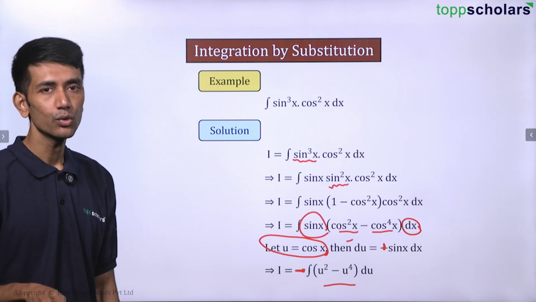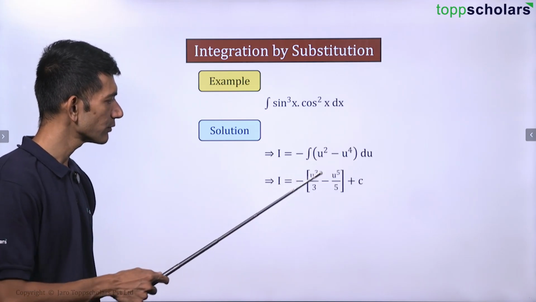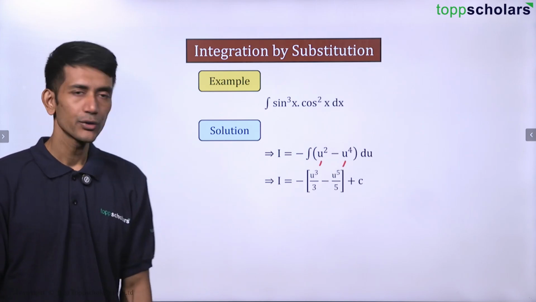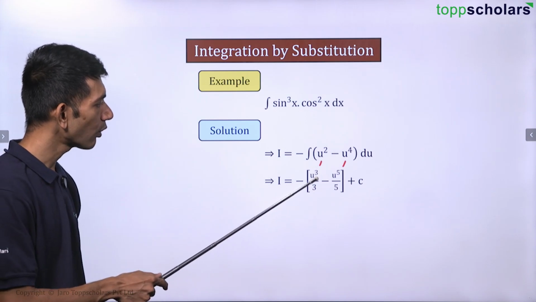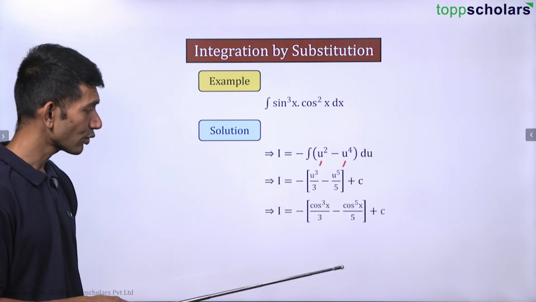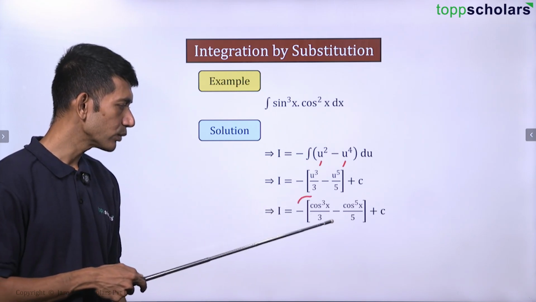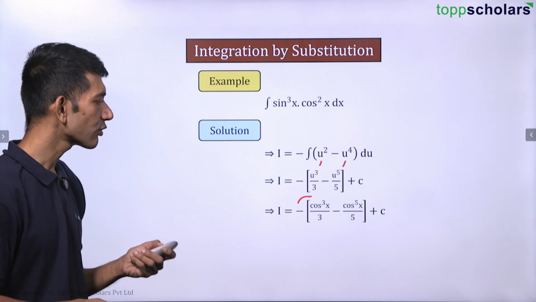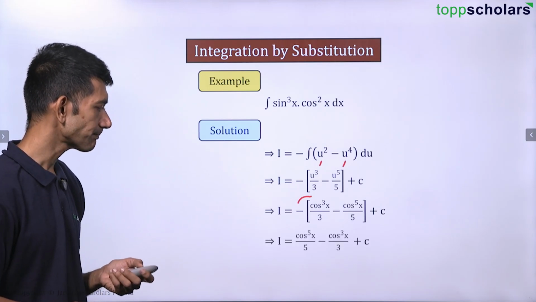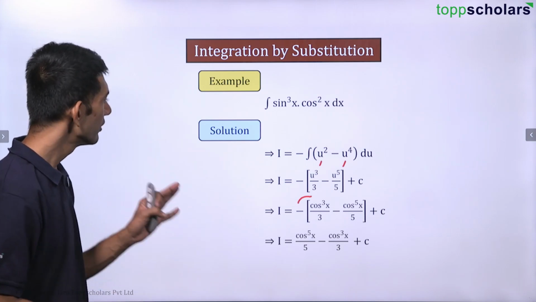U cube by 3, u raised to 5 by 5. So if I solve this further, this becomes u cube by 3. This becomes u raised to 5 by 5. Here you already have a minus sign. And then what is u? Put the value, that was cos, right? Yes, that is your final answer. If you want to multiply the minus sign inside, you can do that. So you get cos raised to 5 x by 5 minus cos raised to 3 x by 3. Yeah, and that is your final answer. Clear? Simple?